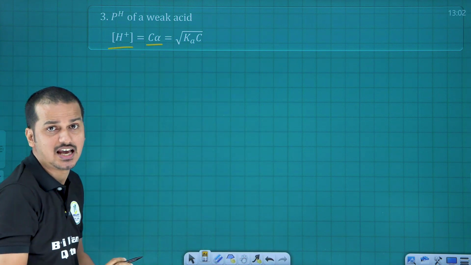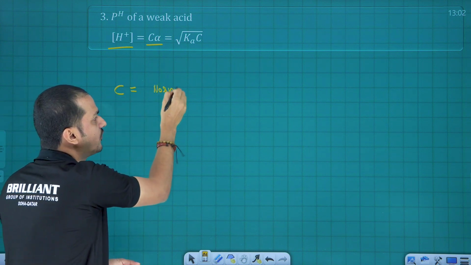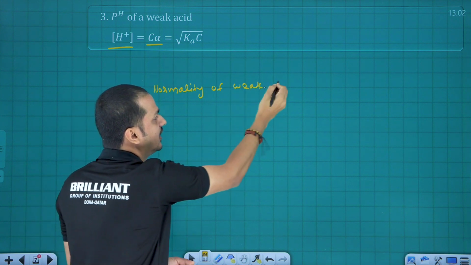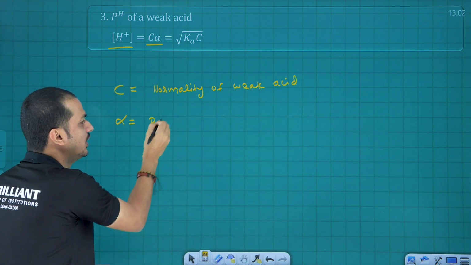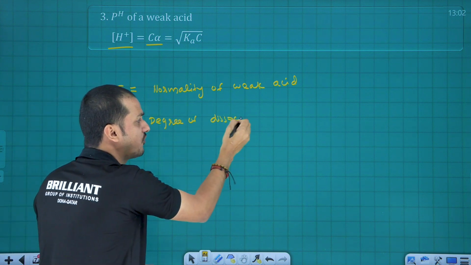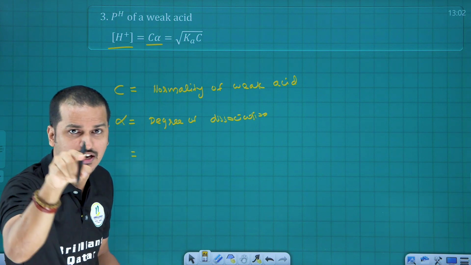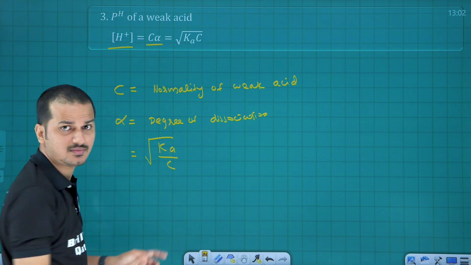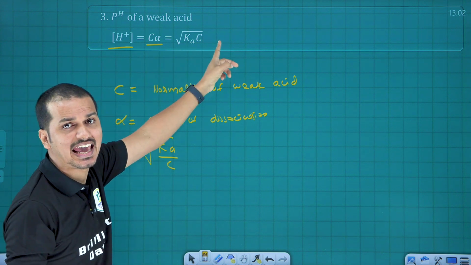C alpha. What is C? C is equal to the normality of the weak acid. And what is alpha? Alpha is equal to the degree of dissociation of the weak acid. According to Ostwald dilution law, alpha is equal to root of Ka by C. That I am substituting. Then I will get another equation, root KaC.